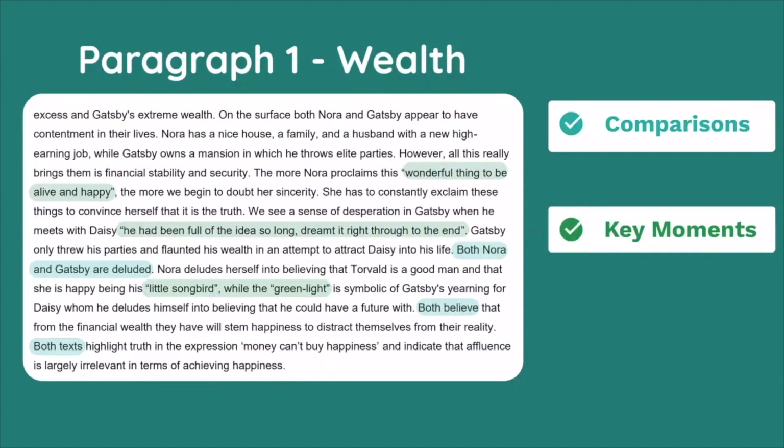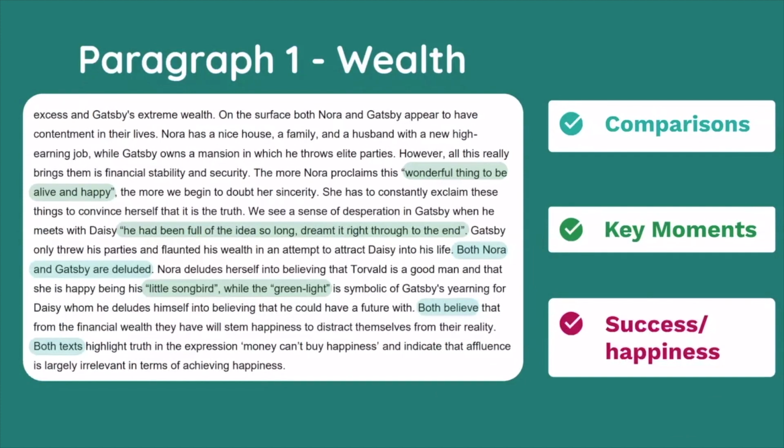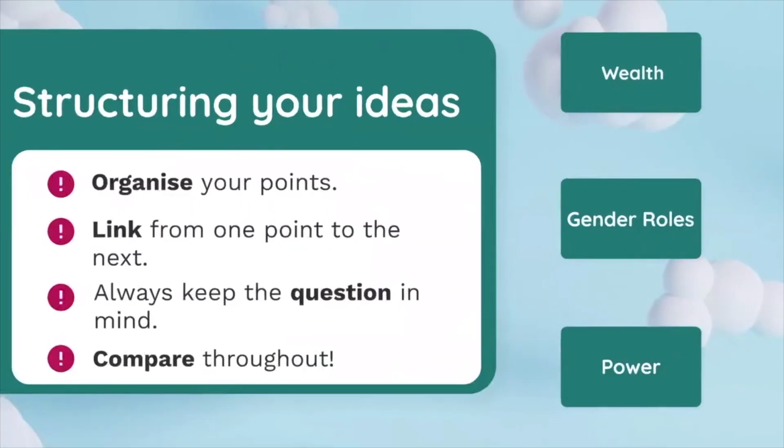Some key moments then, again, some nice use of quotation in this paragraph. You don't always have to use lots and lots of quotation. It's not like the single text, but you do have to refer to the key moment itself as a reference or as evidence. And then we have to bring this back to the question. How has the wealth of these characters, or maybe their inability to get wealth, or maybe their striving for wealth, affected their ability to be successful or to be happy? So affluence is largely irrelevant in terms of achieving happiness. That's what we've learned from these two particular texts.